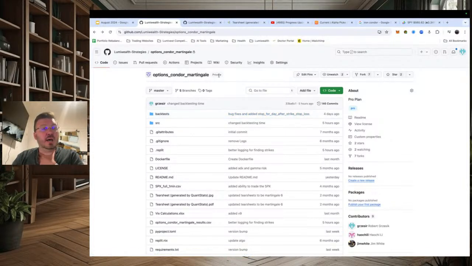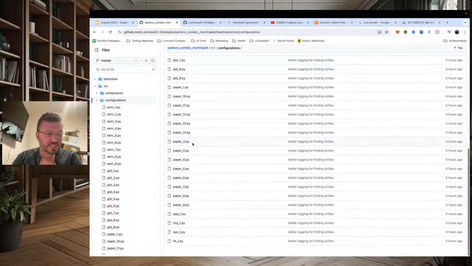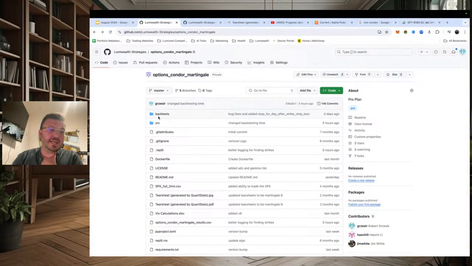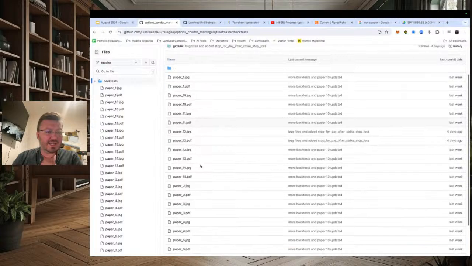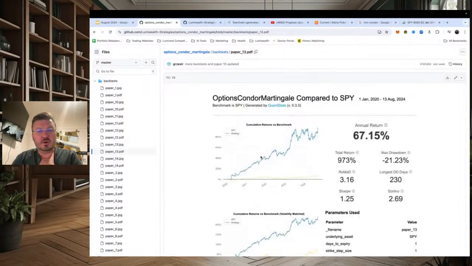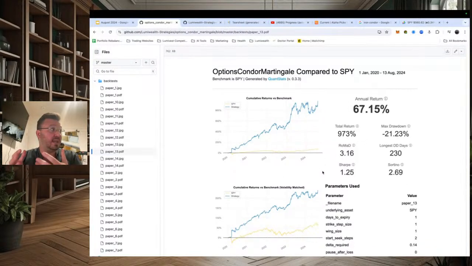So here we have, inside of our source directory, which we're trying to do to keep things more organized, we'll have configurations. These are all the different configs, for example, for this one, right? And then we'll have the backtests folder, so you can go through each backtest. What does each one look like? We're trying to be as open, transparent, and easy to understand as possible, right?